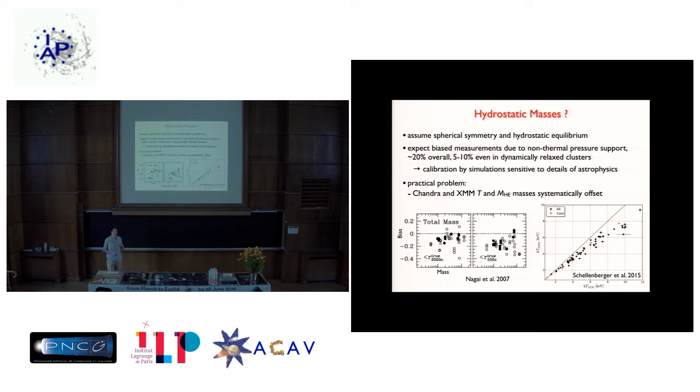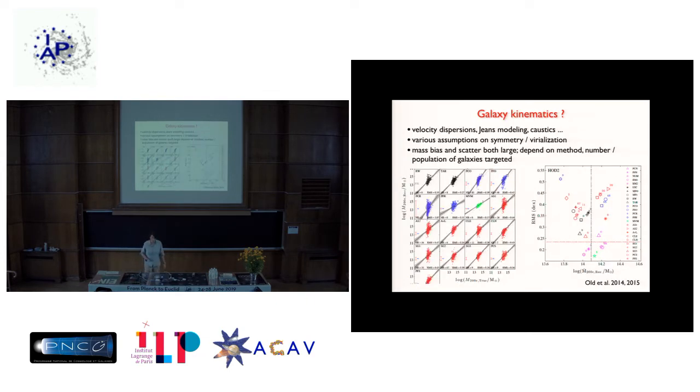Hydrostatic masses are also X-ray follow-up observations, where we assume that the clusters are spherically symmetric and in hydrostatic equilibrium. And I think the next speaker is going to talk a lot about hydrostatic mass bias. So let me just summarize that from simulations, we expect these masses to be biased. We also have a very practical problem, which is that if we observe the same cluster with Chandra or XMM, we measure different temperatures for these, which actually results in different masses. Temperature differences of 20% cause 30% offsets in hydrostatic masses. So I'm not an X-ray astronomer, but I'd say if they disagree by this much, I probably cannot trust either one of them. So hydrostatic masses are out.